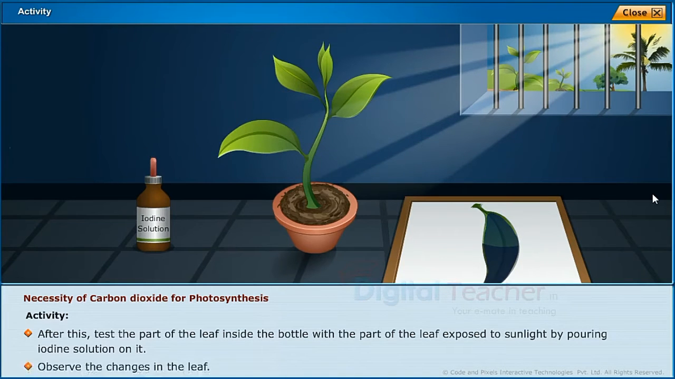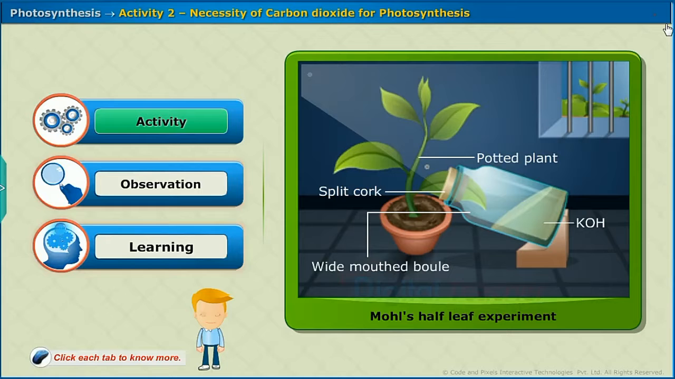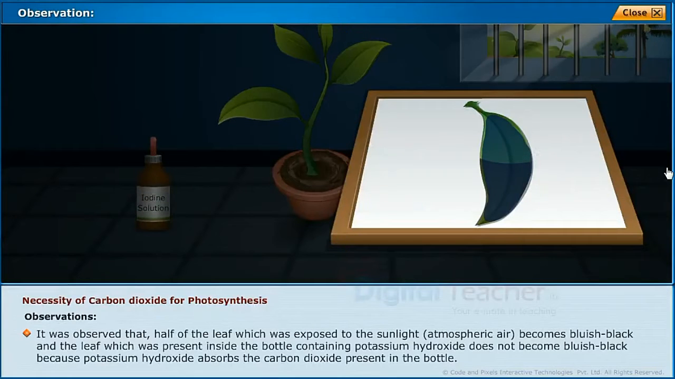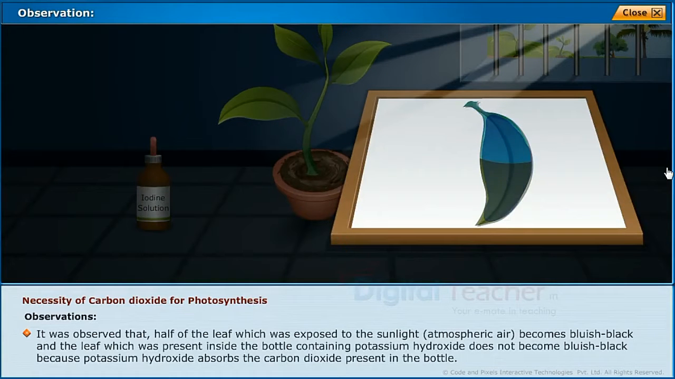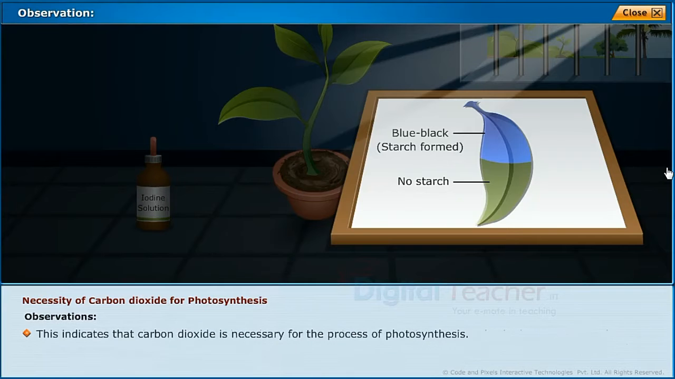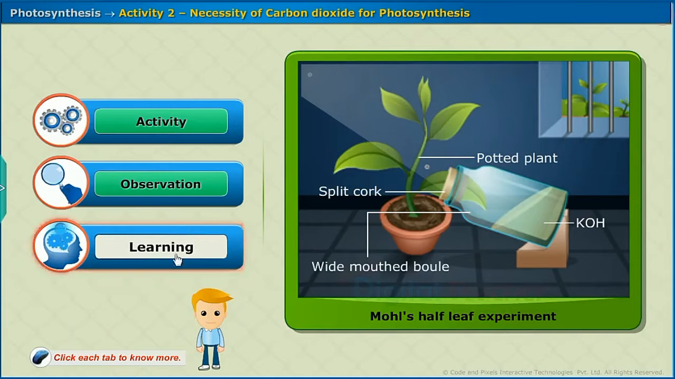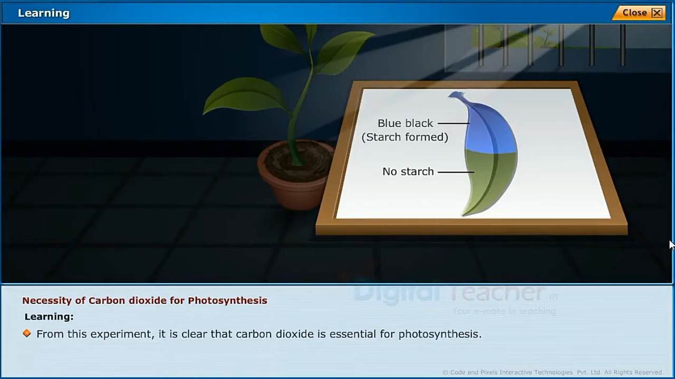Observe the changes in the leaf. It was observed that the half of the leaf exposed to atmospheric air becomes bluish black, and the leaf part which was present inside the bottle containing potassium hydroxide does not become bluish black because potassium hydroxide absorbs the carbon dioxide present in the bottle. This indicates that carbon dioxide is necessary for the process of photosynthesis. From this experiment, it is clear that carbon dioxide is essential for photosynthesis.